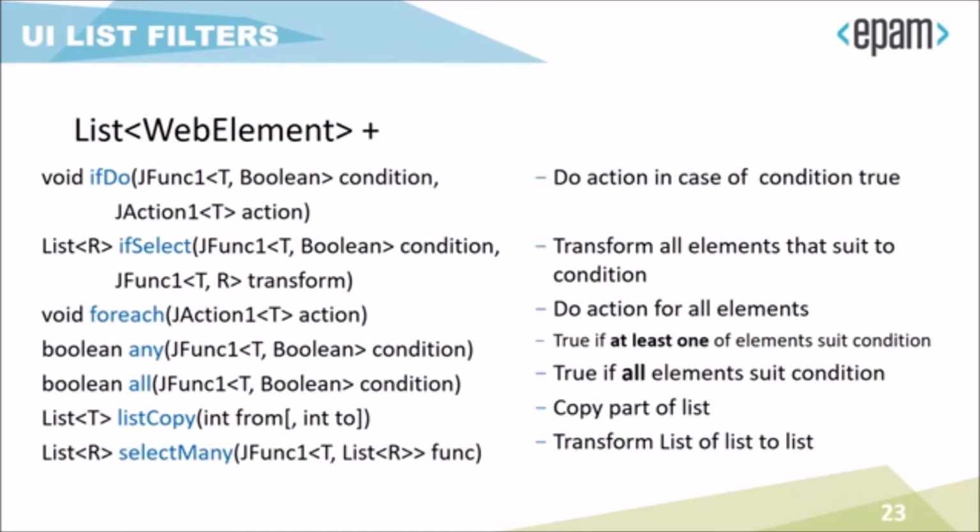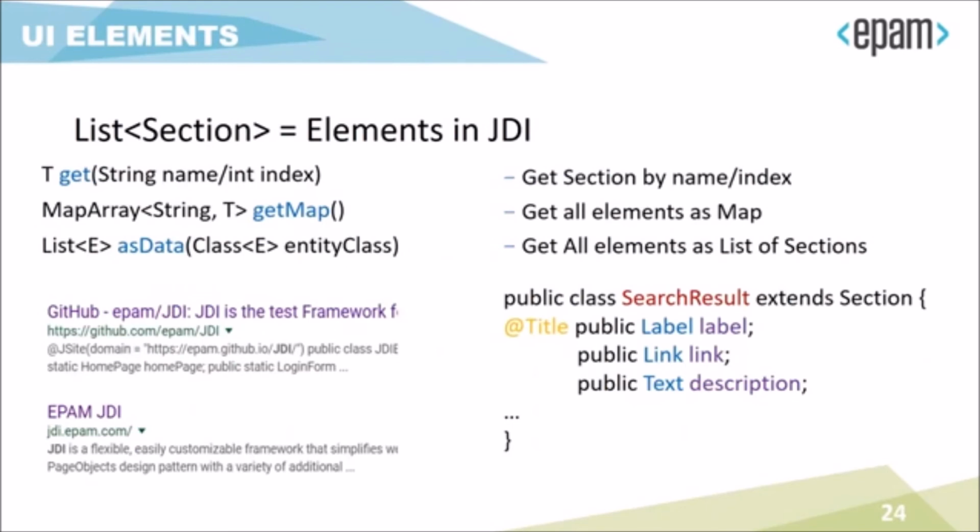So, for example, if you have a list of lists, or each element of the list can be changed to a list, you can get as a result an aggregated list of all these elements. This can be done using selectMany. The other way you can use lists in GDI Lite is the list of sections, and this is like the elements in the original GDI.